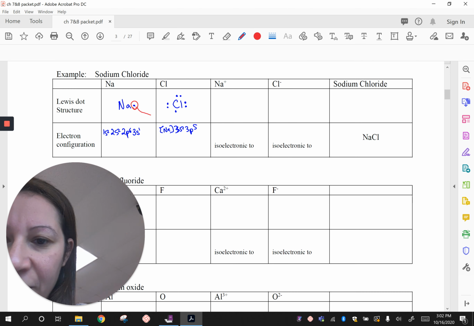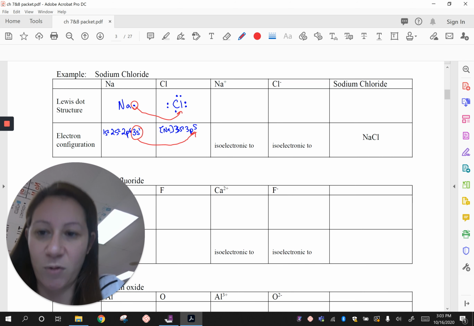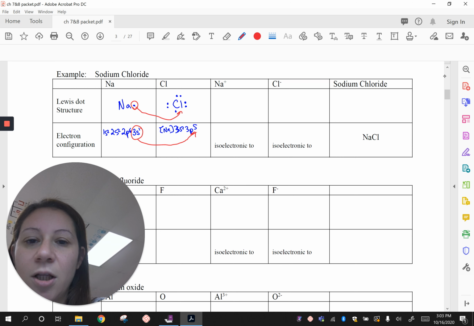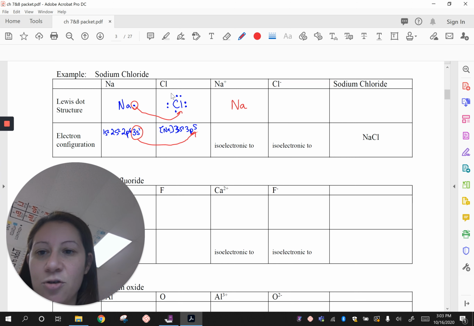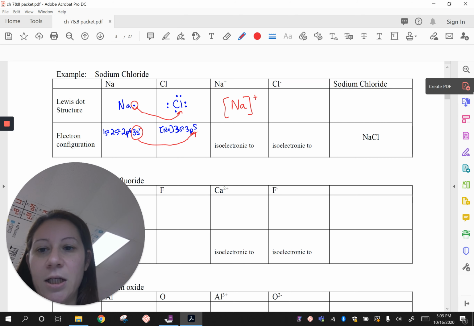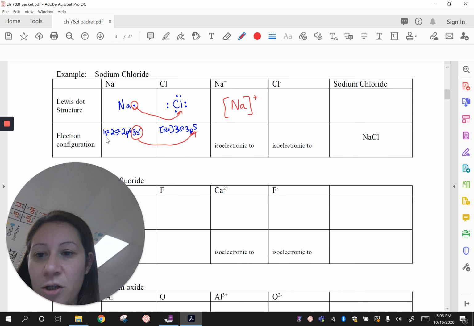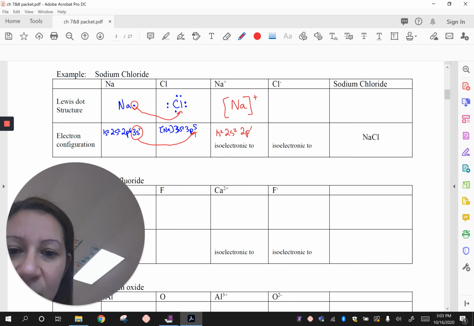Same thing with the electron configuration. This electron is given away to the chlorine. So what results is a sodium ion without that extra electron. When we show the Lewis dot structure, we show sodium. Normally it has 1 valence electron, but it loses that valence electron, so now we don't show it with anything, but to show that it's an ion, we put brackets around it and the charge. For the electron configuration, this was neutral sodium. When it loses that electron, it becomes 1s2, 2s2, 2p6.